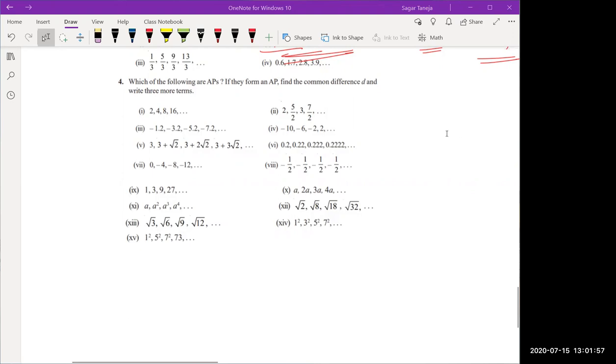With the same topic we were doing yesterday, we have started AP, Arithmetic Progression, chapter number 5.